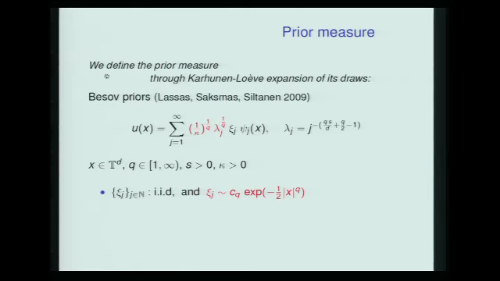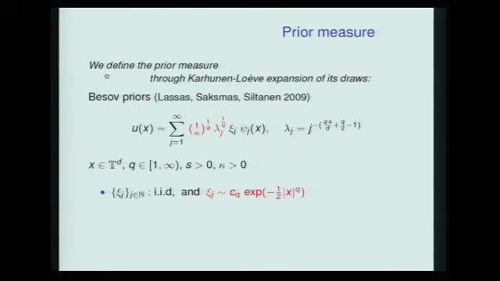Now how are these defined? They are defined through Karhunen-Loève expansions of their draws. So basically this is just a generalization of the KL expansion for the Gaussian case. These were introduced by Lassas, Saksman, and Siltanen in 2009, and how they work is the following.